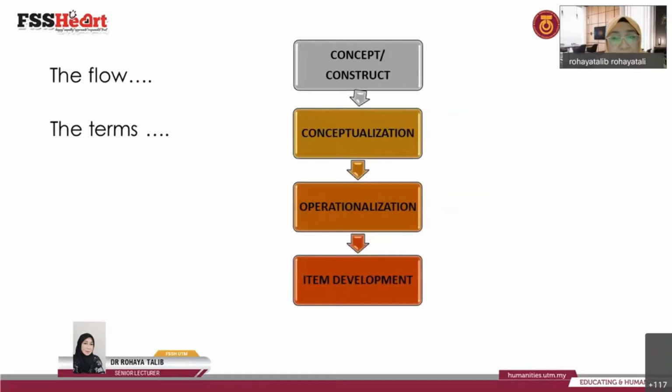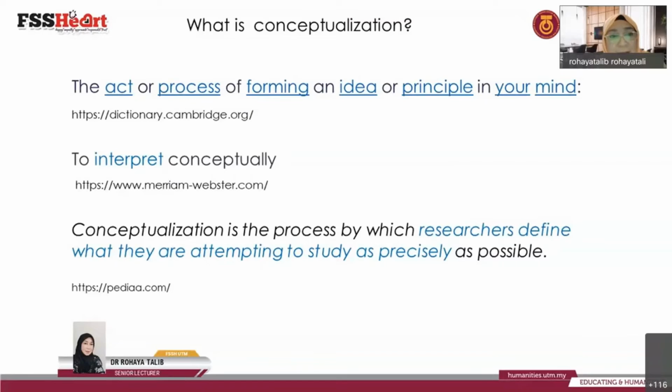Okay, this diagram shows you the steps, the flow of developing and validating the instrument. You have to start off with a concept and transform it to a construct, and then you have to ask whether it is a unidimensional construct or a multidimensional construct. Then what is conceptualization? The act or process of forming an idea or principle in your mind. In your mind.